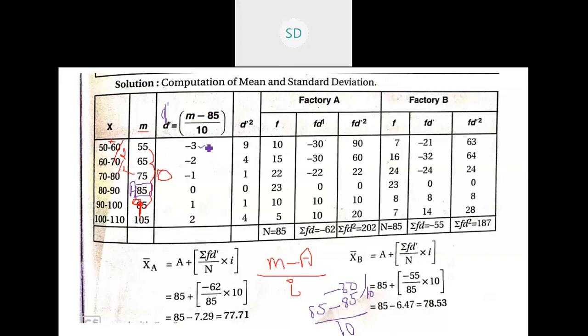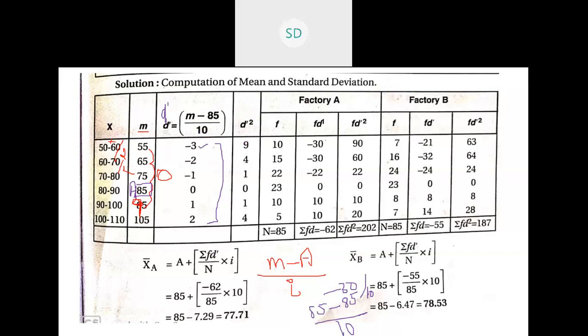So we found d dash using this formula. Then we are supposed to find the squares. Now after finding d dash, we are supposed to find the square of them. That is nothing but just multiply these numbers by itself. So minus 3 into minus 3 is plus 9. Then minus 2 into minus 2 is 4. Minus 1 into minus 1 is 1. Like this, we are going to calculate the squares. So that will be your d dash square. So this will be the first part of calculation which is common for x.